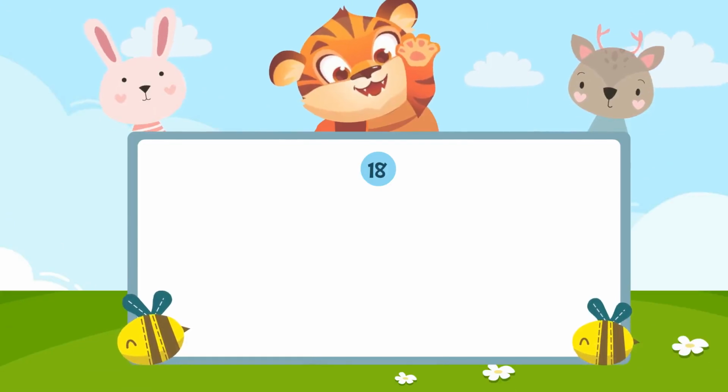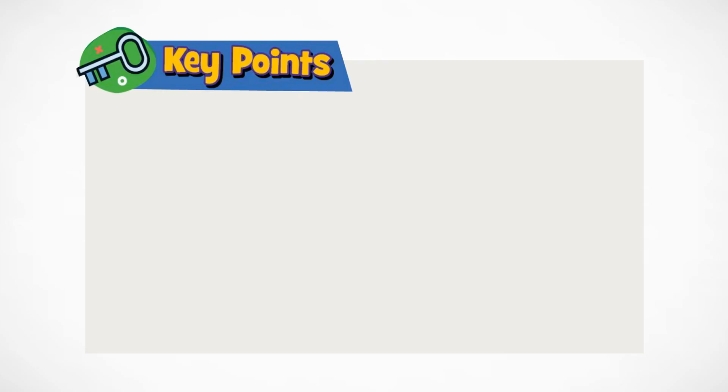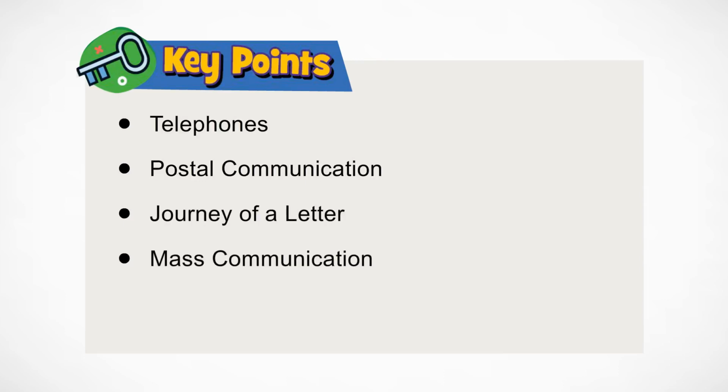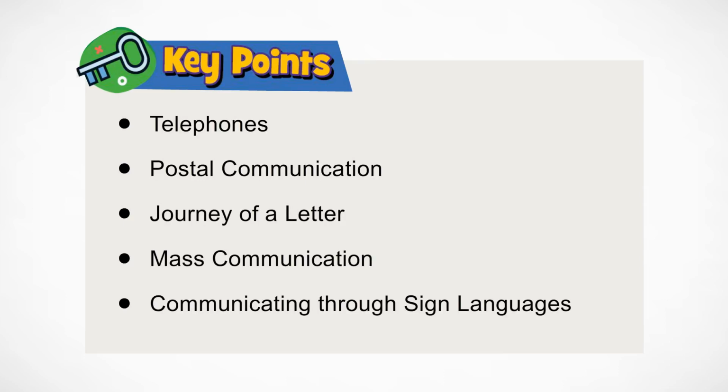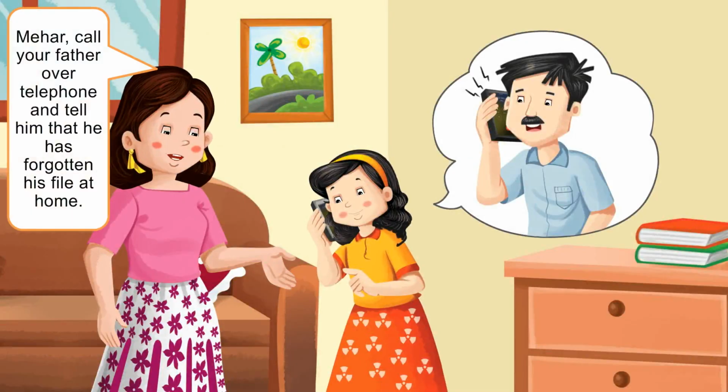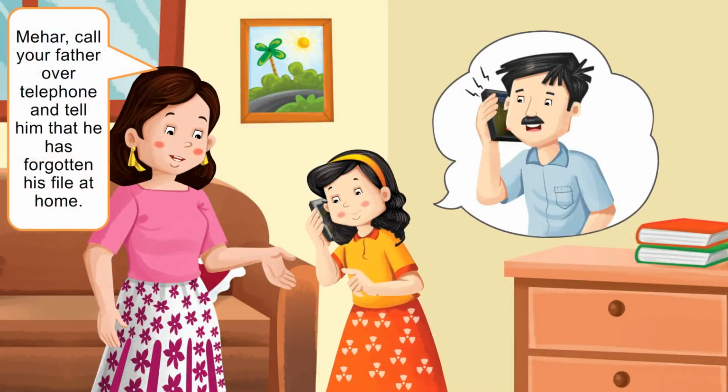Chapter 18. How we communicate. Key points: Telephones. Postal communication. Journey of a letter. Mass communication. Communicating through sign languages.